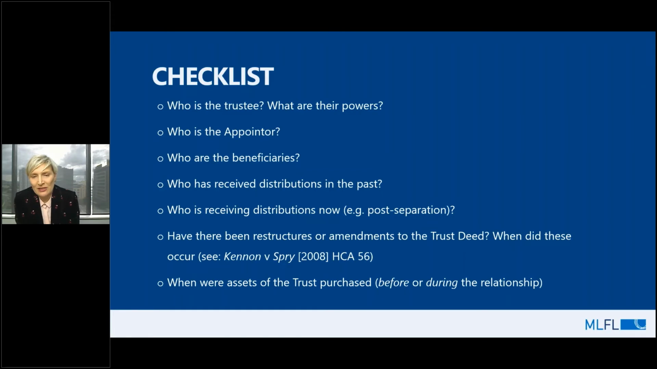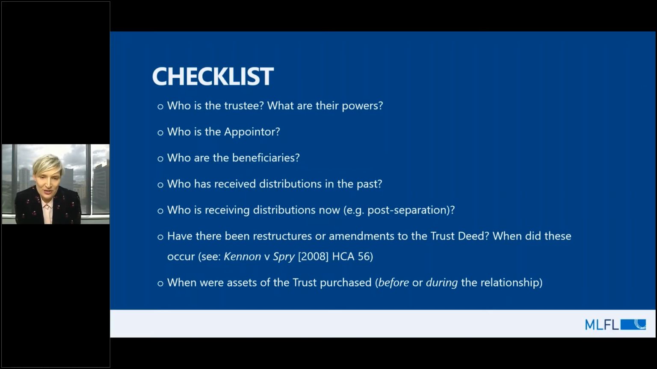That's particularly relevant if there is a significant change at the time that the marriage declines or at the time of separation. Have there been restructures or amendments to the trust deed, and when did these occur? The leading case is Kennan and Spry, and I'm going to go into some detail about that because I think it's particularly helpful in terms of those types of factors that we need to consider.